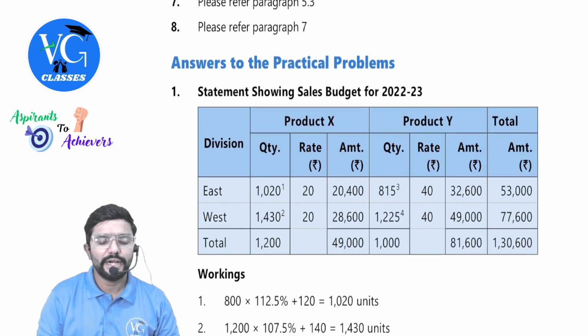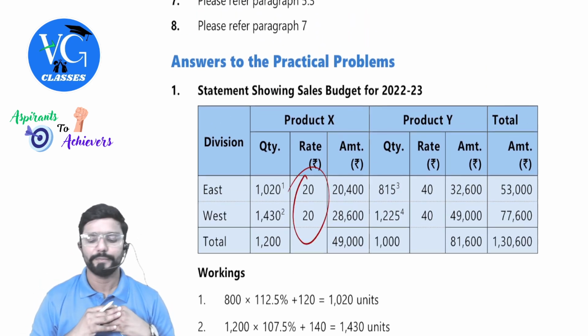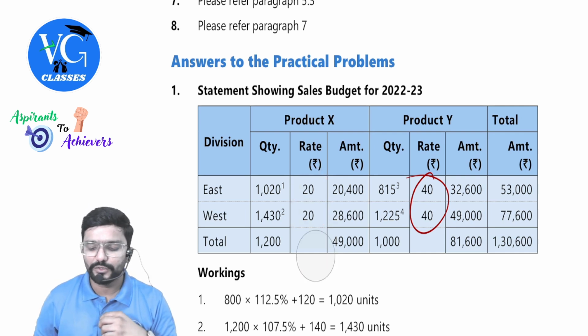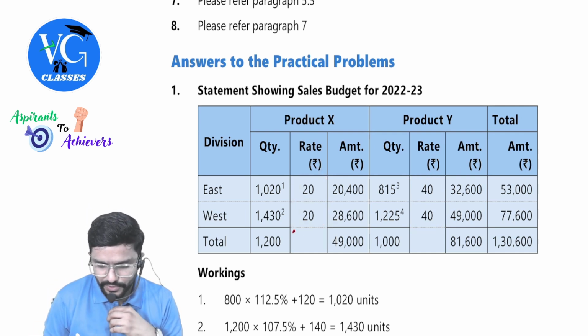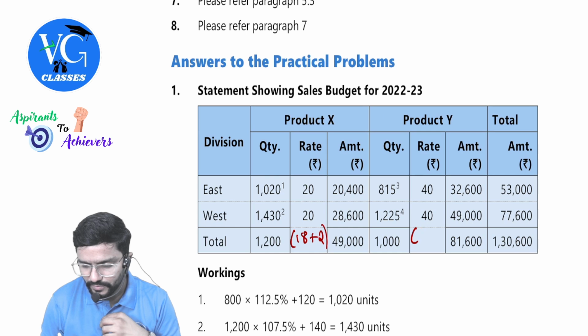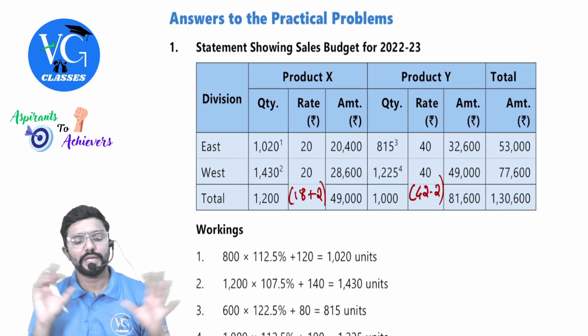Rest is easy. And this 18 it was, now 2 rupees increase. So 20. And for product Y it was 42 minus 2. If you want, you better show. They are not shown there. Okay, you can show here. 18 plus 2. This is 42 minus 2. Got it? Yes. So both are budgeted now.